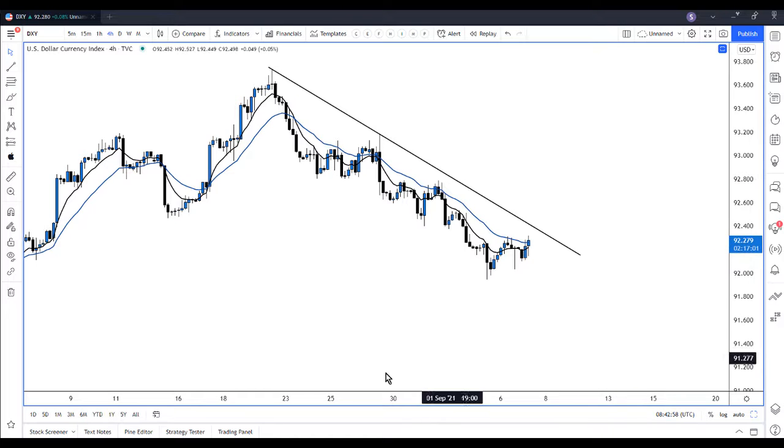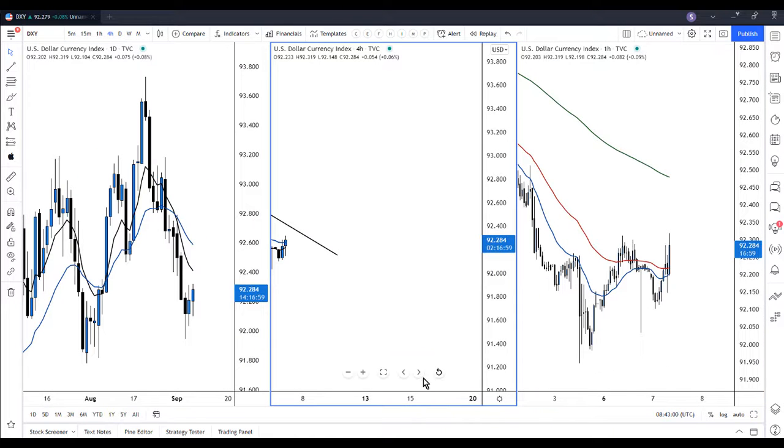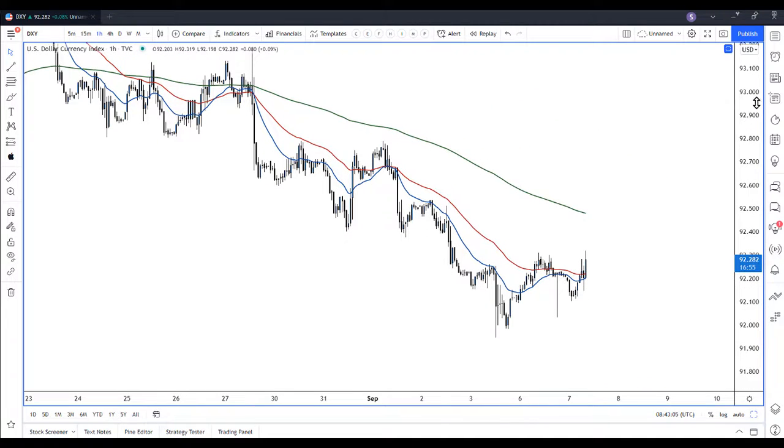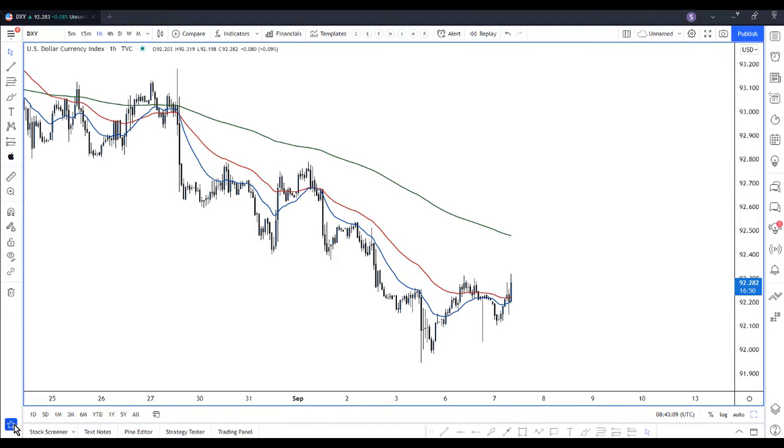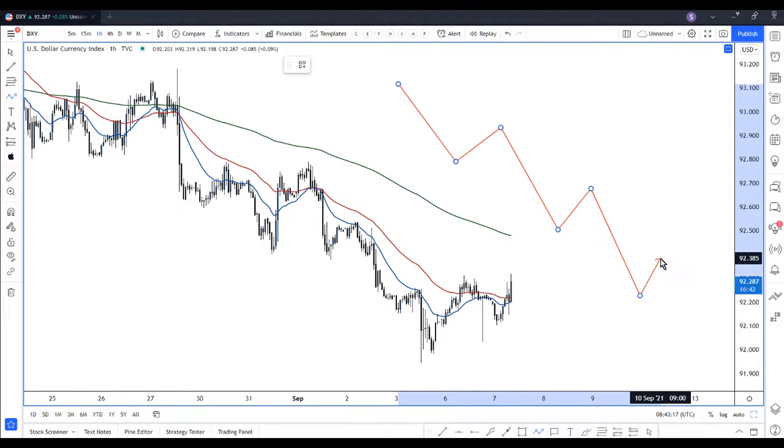So at the moment, if I show you on the 1 hour, we are actually in a corrective phase. Now, if you know anything about trading, and hopefully you know a little bit, market moves in cycles. So in a downtrend, we would expect an impulse, a correction, an impulse, a correction, impulse, correction. And then we could possibly change trend.